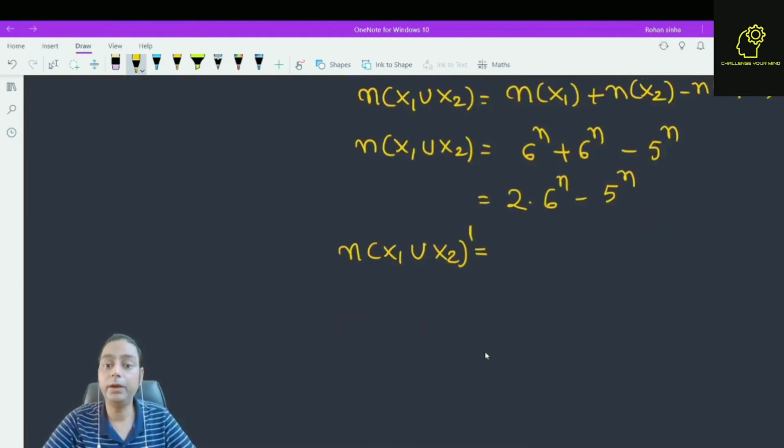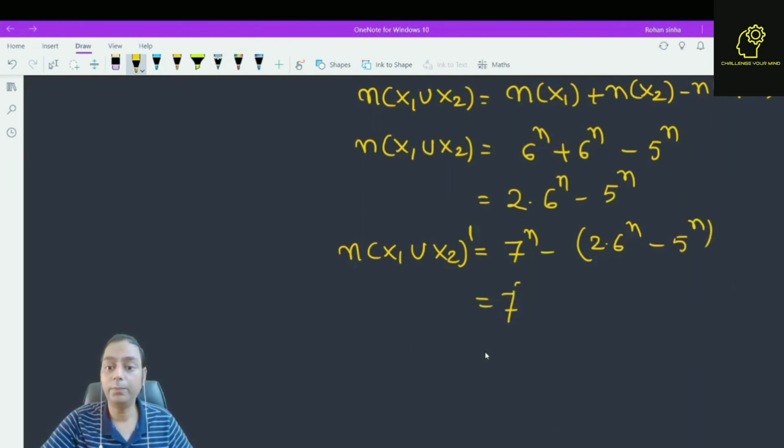So n of the complement of X1 union X2 is nothing but 7 raised to n minus 2 into 6 raised to n minus 5 raised to n. So this is what we finally get. This is 7 raised to n minus 2 into 6 raised to n plus 5 raised to n. So this is the required result.